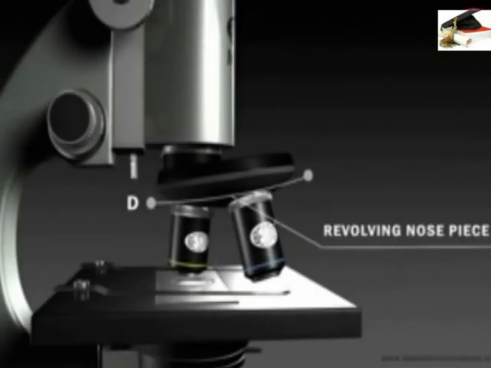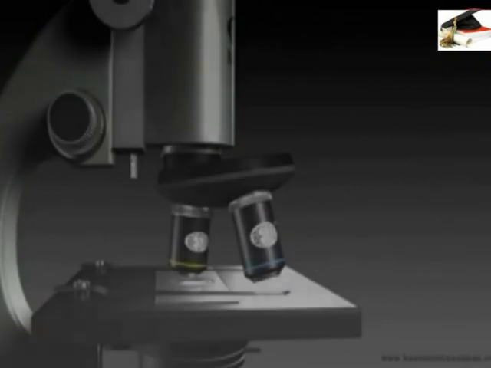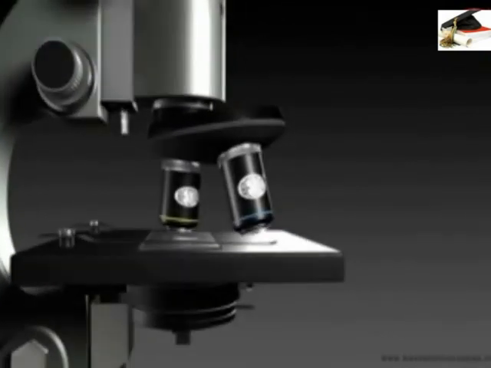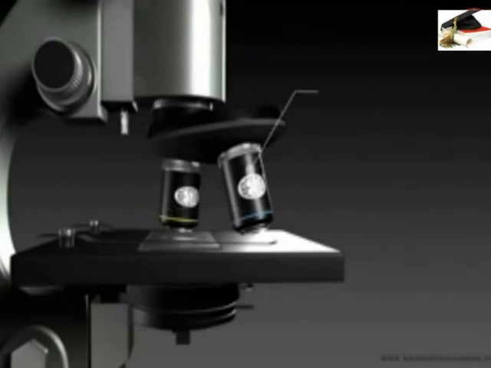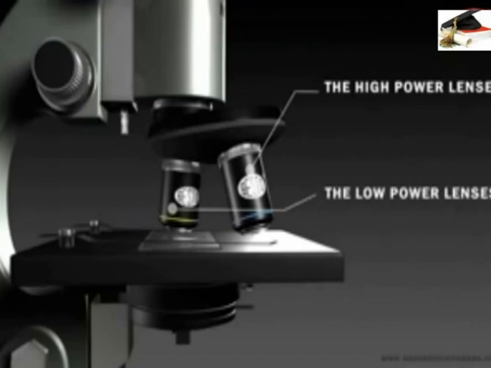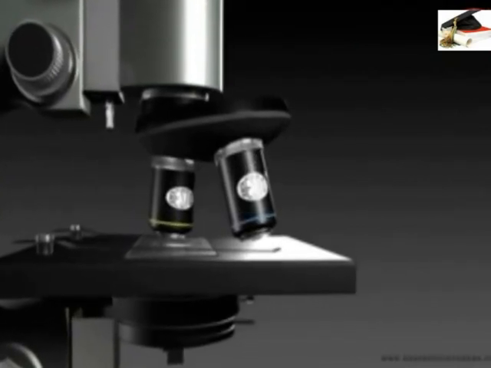The revolving nosepiece holds the objective lenses in place, enabling change from one objective lens to the other. The objective lens brings the object into fine focus and magnifies it. Each objective has a lens and a tube-like holder. The longest tube holds the high power lens. The smallest holds the low power lenses. Some microscopes also have a medium power lens.